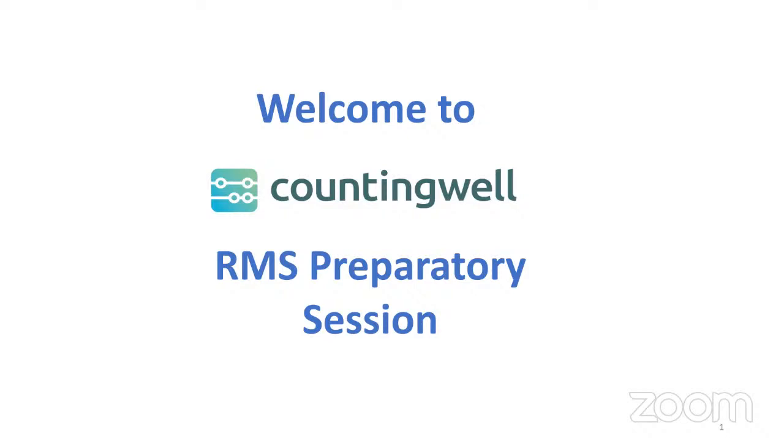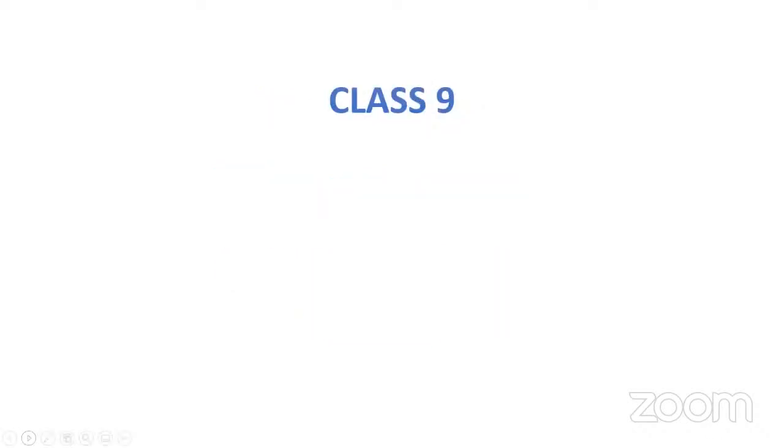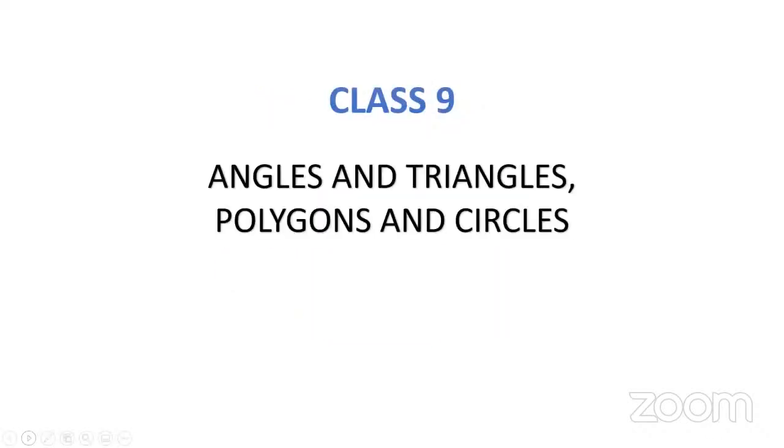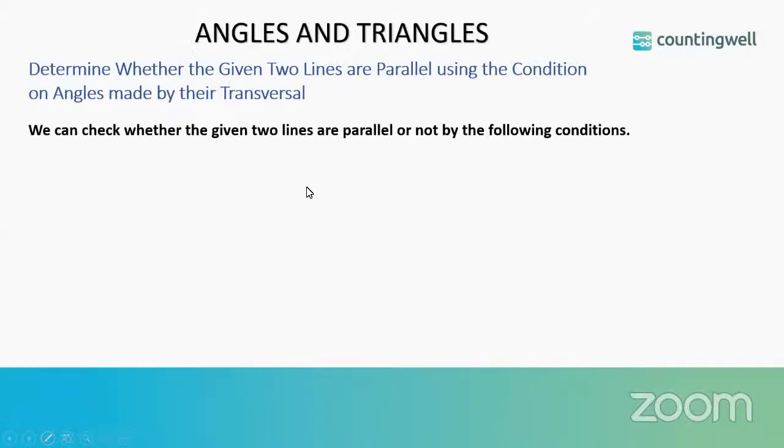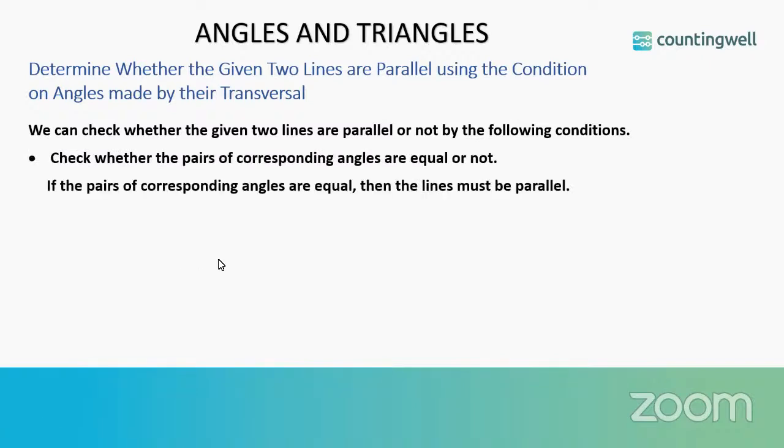In this session, I will take you through the chapters: angles and triangles, polygons and circles. Let us look at the chapter angles and triangles. To determine whether the given two lines are parallel using the condition on angles made by their transversal, we can check by the following conditions. So let us see those conditions.